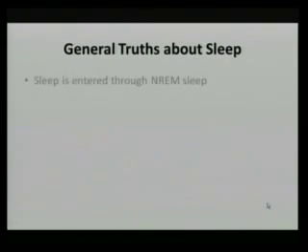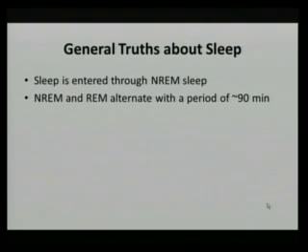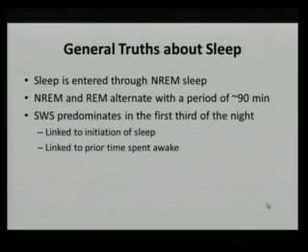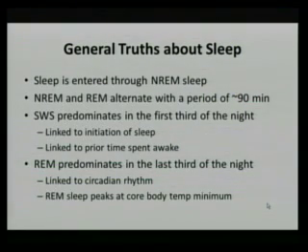Here's some more general truths about sleep. We enter sleep through non-REM. Non-REM and REM alternate with a period of about 90 minutes. We'll get most of our slow wave sleep at the beginning of the night, because that is something that's powered by all that sleep pressure we've built up. And REM predominates in the last third of the night. So REM is one of those things that's also on that circadian timer. The REM sleep peaks at the core body temperature minimum, which is about 2 to 3 hours before your usual wake time.